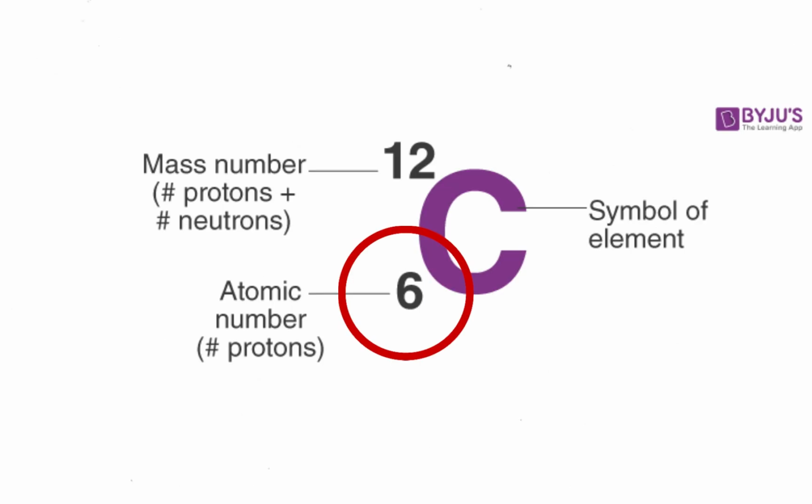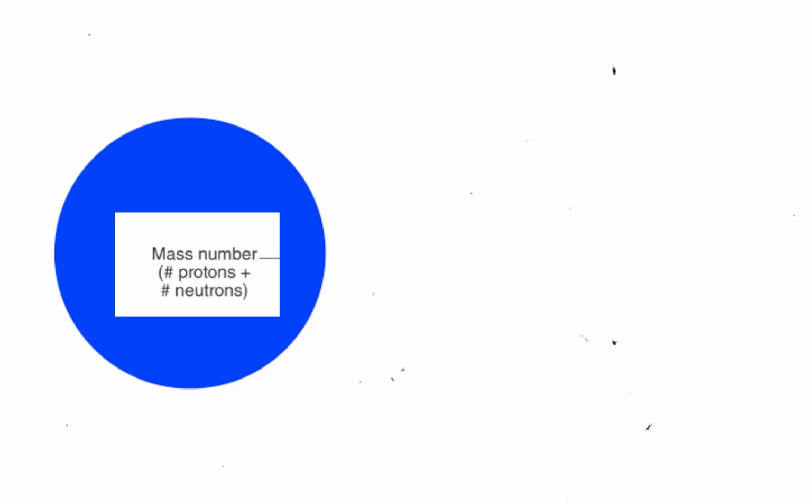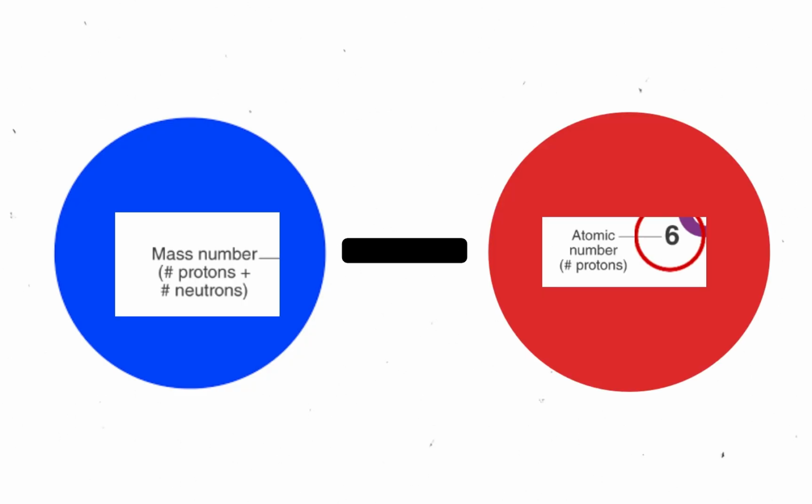Now let's put it all together. To find the number of protons, look at the atomic number, and because the atom needs to be balanced in charge, the number of protons is also the number of electrons. Now to find the number of neutrons, you take the mass number minus the atomic number. You're gonna get the number of neutrons.